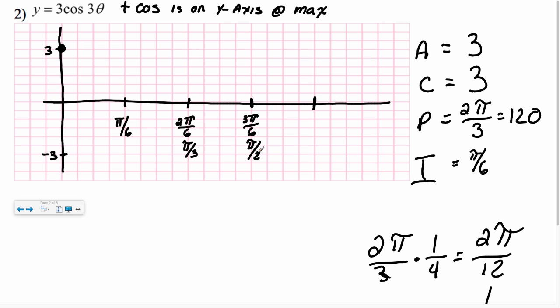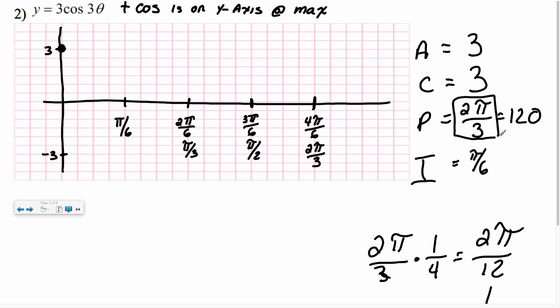And the next interval would be my fourth pi over 6, which can be reduced to 2 pi over 3. Notice where the graph is ending at 2 pi over 3, which is the period length. So I'm just graphing one cycle of the cosine graph within the period. So it makes sense that my last interval should line up to the size of my period.